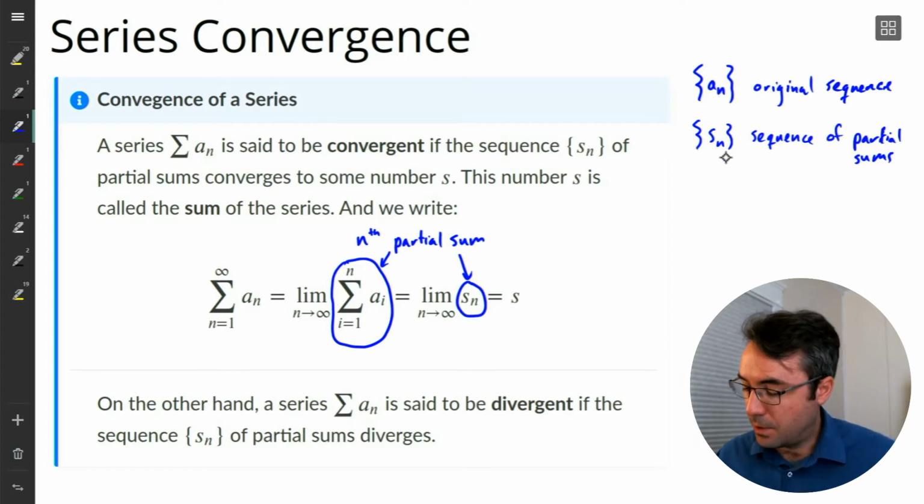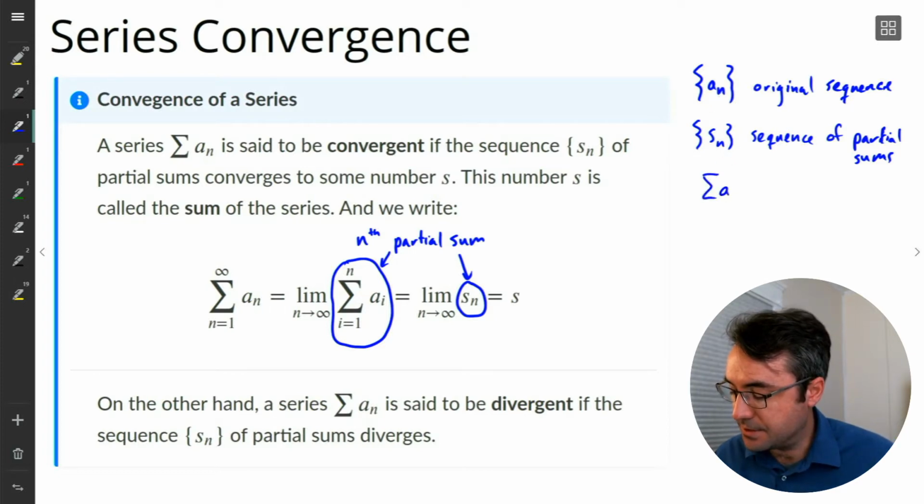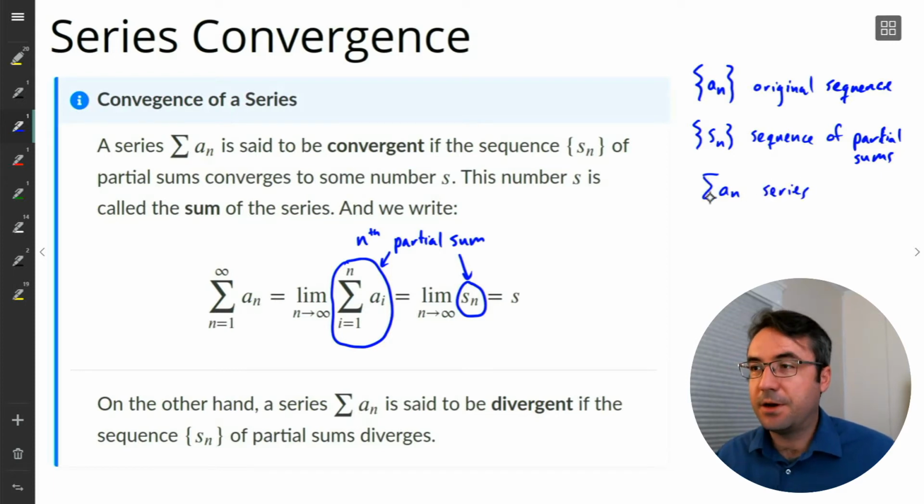And then what we're also talking about here is our series. And we call this sigma a sub n. So there's kind of a few bits of notation here. So it's going to be helpful to try to keep these three different things kind of clear. So we have our original sequence a sub n, we have our sequence of partial sums S sub n, and then we have our series sigma a sub n. And this is where we're trying to add all of the terms in a sub n together.